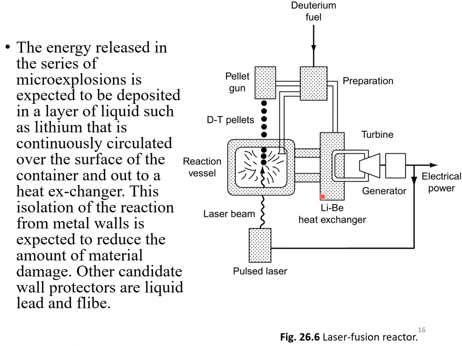Other candidate wall protectors are liquid lead and FLiBe, that is fluoride lithium beryllium. It is a molten salt. It may not be necessary to replace the walls frequently or to install special resistant coating. This figure shows a schematic arrangement of a laser fusion reactor.